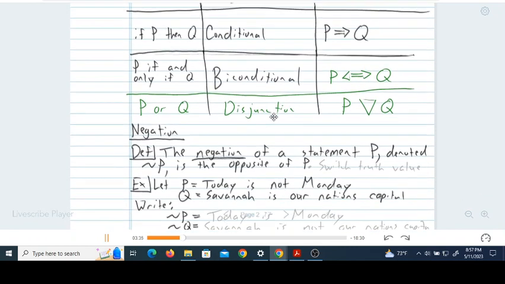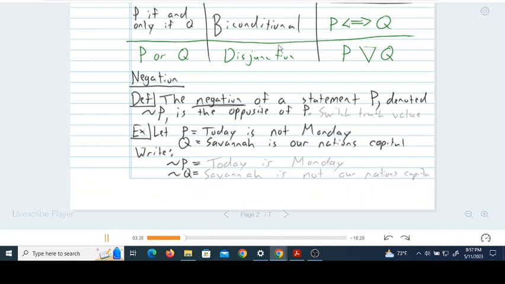So we'll start with the negation. So the negation of a statement P is denoted by that kind of squiggly there. It's the opposite of P. So what the negation does is it will switch the truth value. So if it's a true statement and we negate it, we'll end up with a false statement. If it's a false statement and we negate it, we'll end up with a true statement. So let P represent today is not Monday. So if we want to negate that, then we just remove the word. Today is Monday. And those will have opposite truth values. If P were true, then negated P would have to be false. If P were false, then negated P would have to be true.